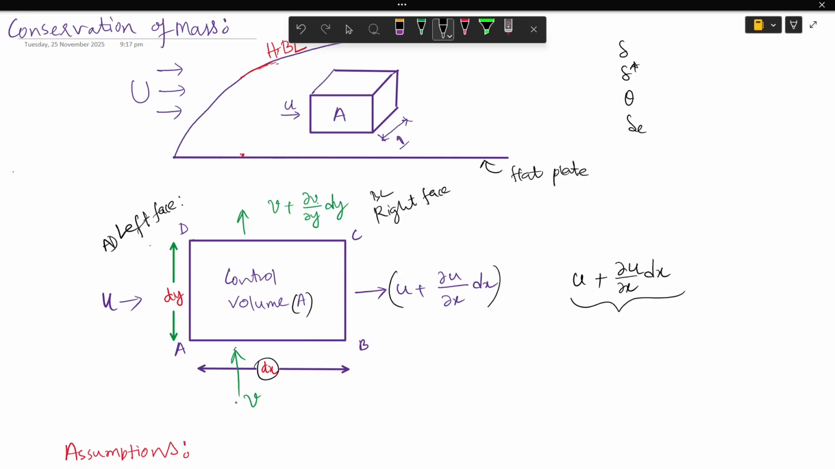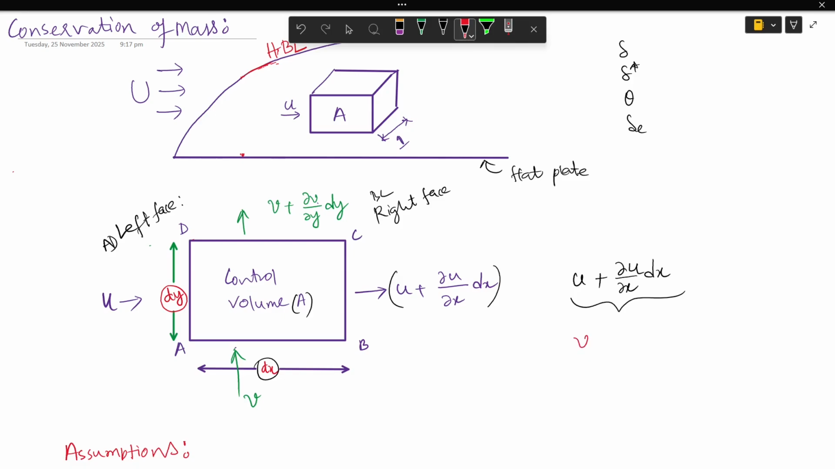This applies in the same fashion. See, from the bottom face, which is AB, the velocity is small v, and it has traveled distance dy from AB, the bottom face, to CD. So from AB to CD it has traveled the distance dy, certainly, right? And what will be the change? How can we write that?